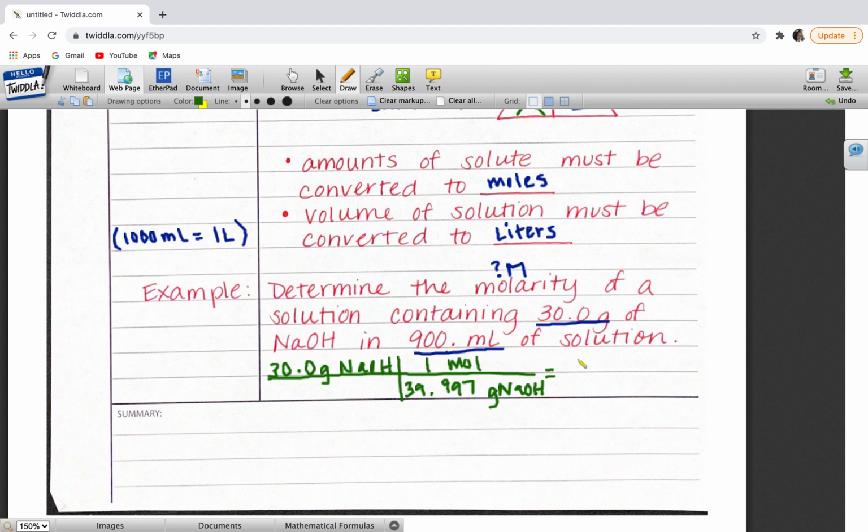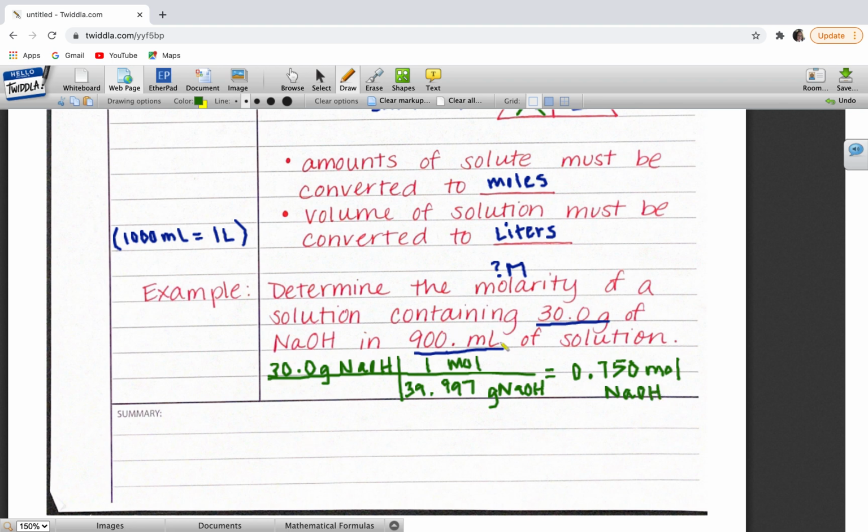So if I look at the way that this is set up, I'm going to take 30 and divide it by that molar mass. And what I end up with is about 3/4 of a mole, 0.750 moles of sodium hydroxide. So that's how many moles I have.